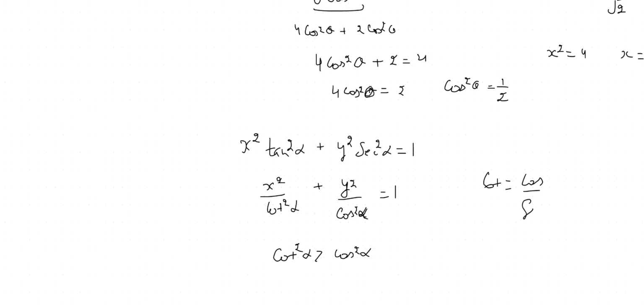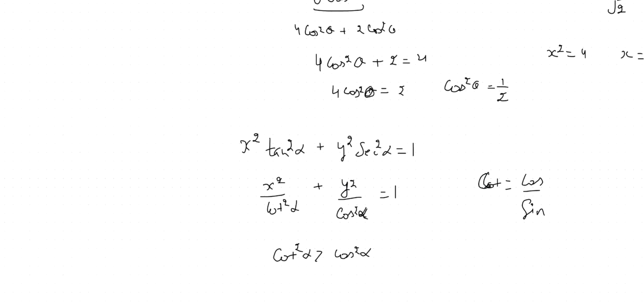Cot is cos by sine, and we know that sine is less than 1, means the range of sine is minus 1 to 1. So the denominator being less than or equal to 1 means the overall number will increase. So cot theta is greater than or equal to cos theta.